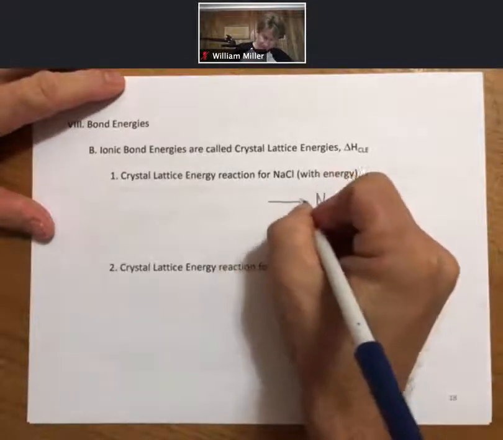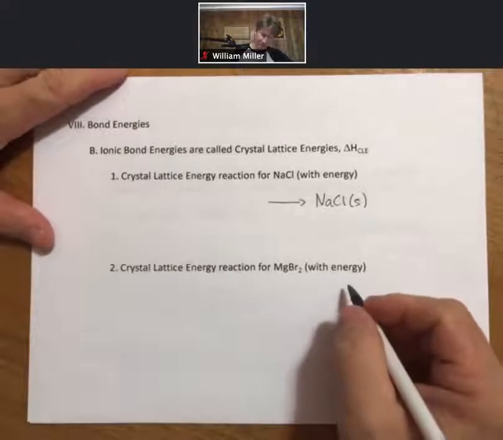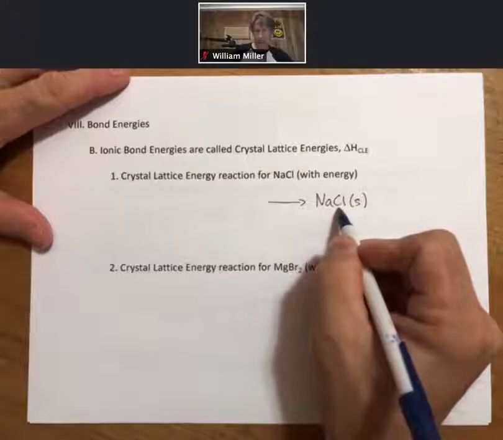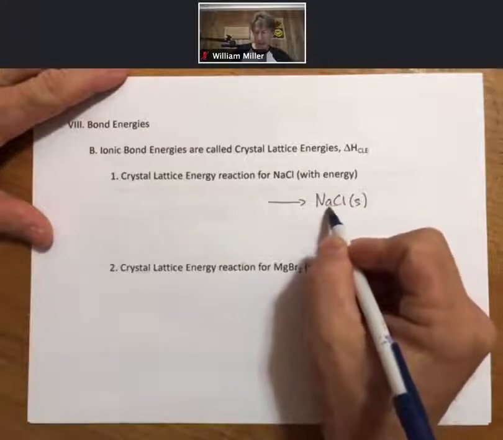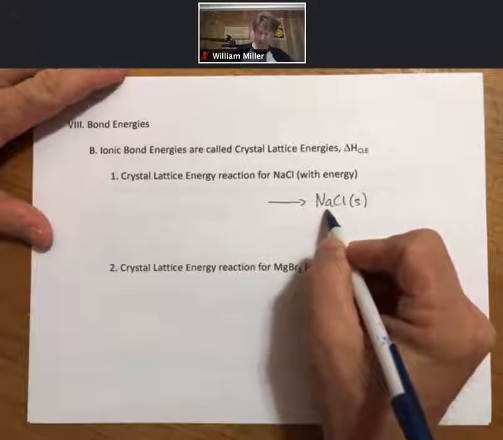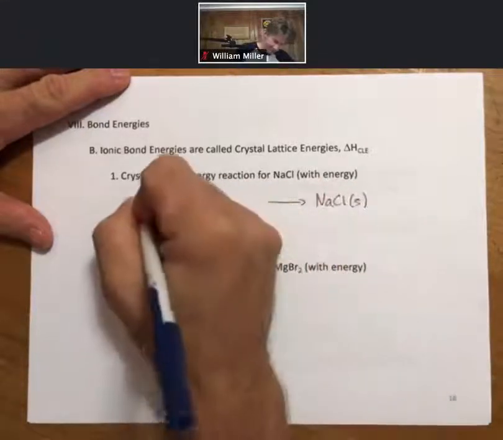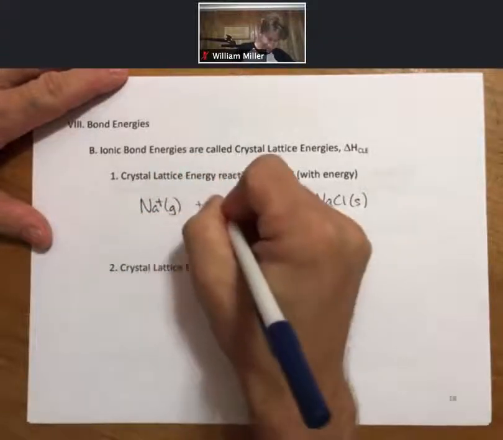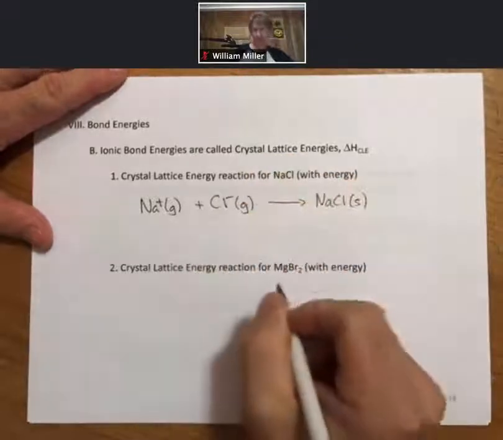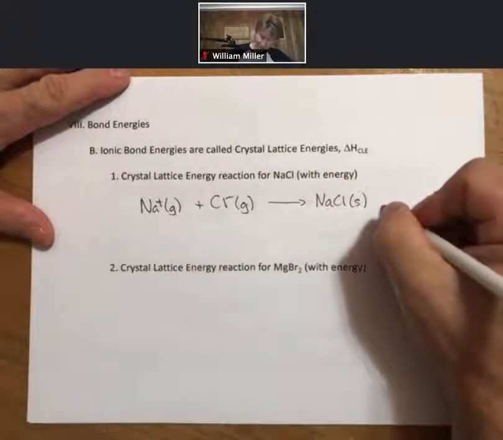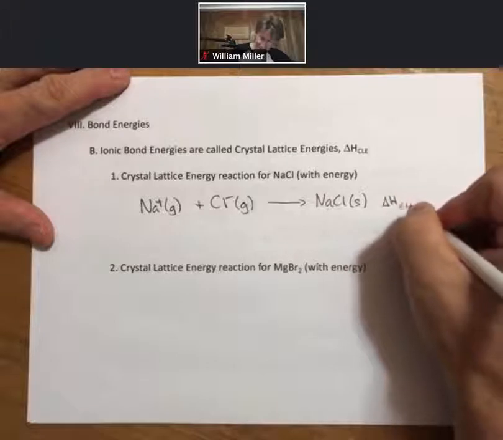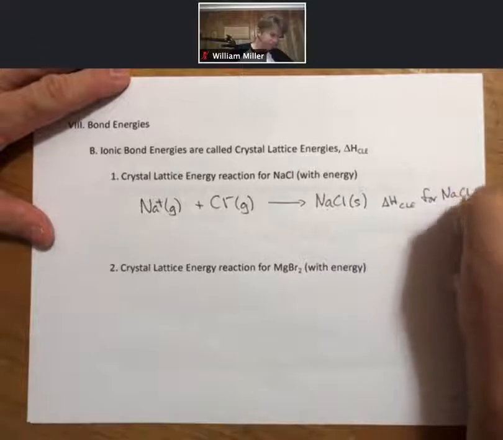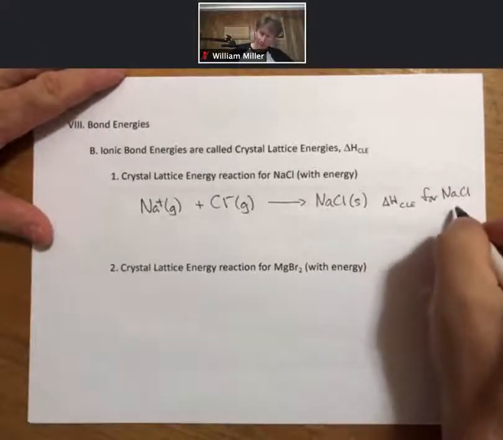So there's our sodium chloride. And the two reactants are going to be gaseous or gas phase ionic forms of each of the ions here. And so those are going to be sodium plus in the gas phase plus chloride minus in the gas phase. And this will be delta H CLE reaction for sodium chloride. And the question might be, what is that energy?